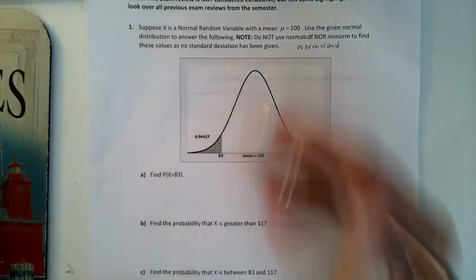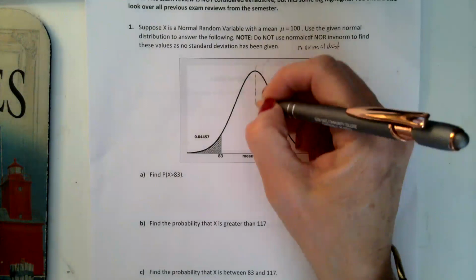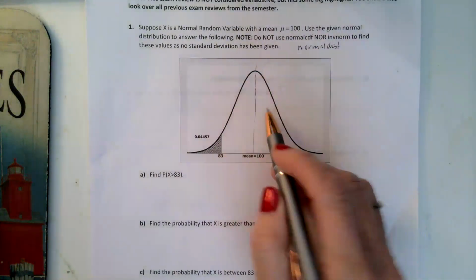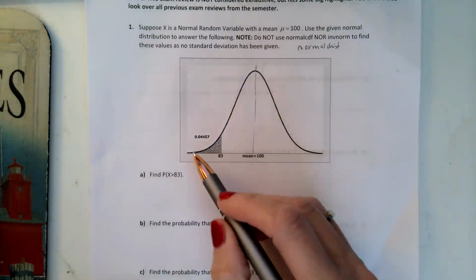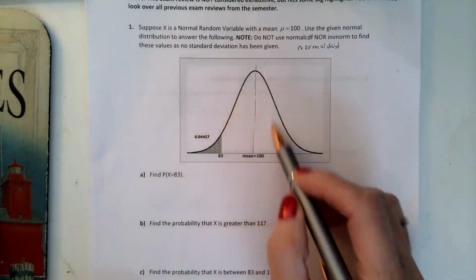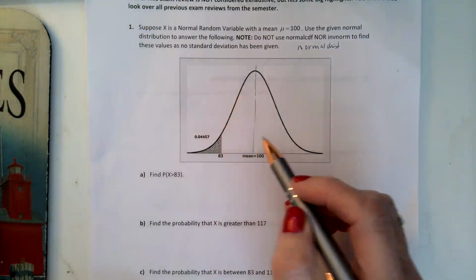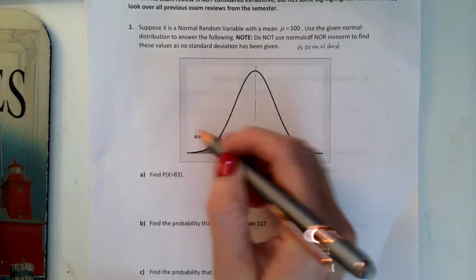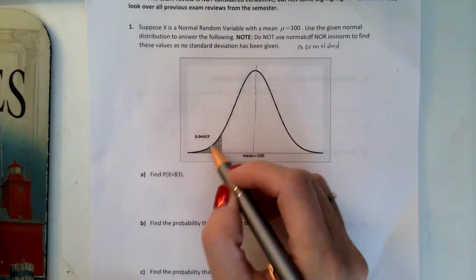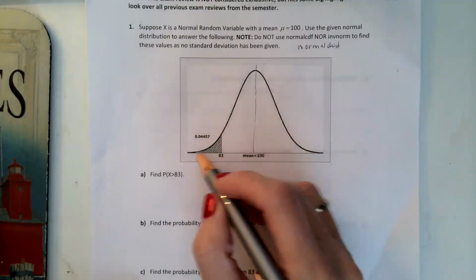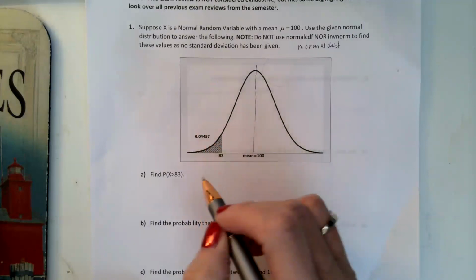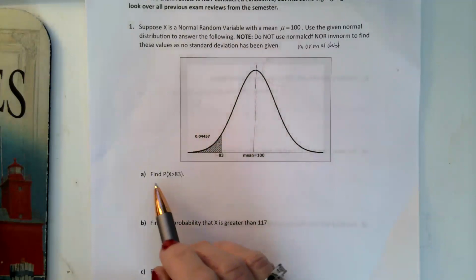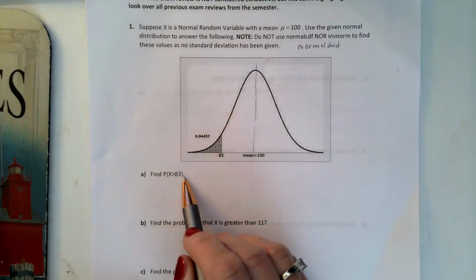So one concept is that the center that makes it symmetric and cuts it in half is the mean. So we do know that's 100. And we also know that we learned this semester that the area under the curve is 100% or 1.0. And we always list area up here. So that tells us that the probability, I should say, of being less than 83 is 0.04457. So A says, what is the probability of being bigger than 83?